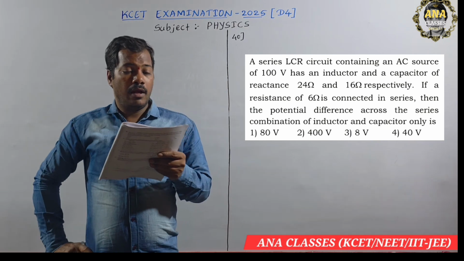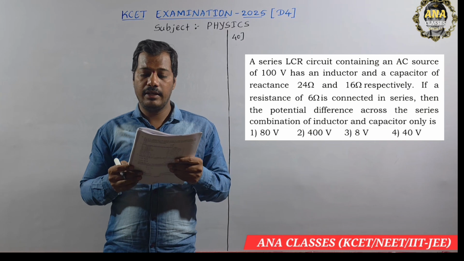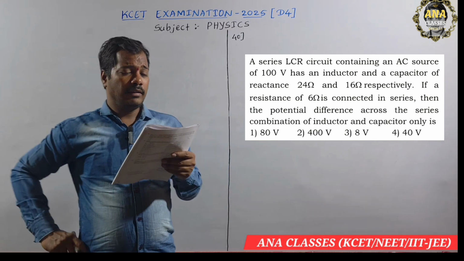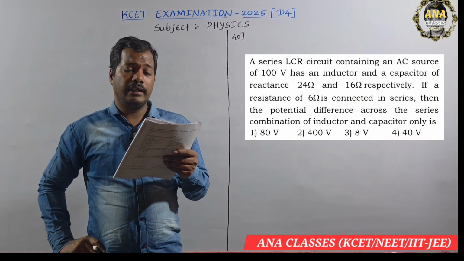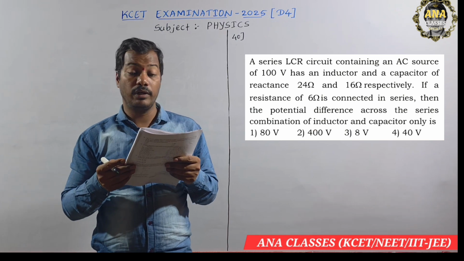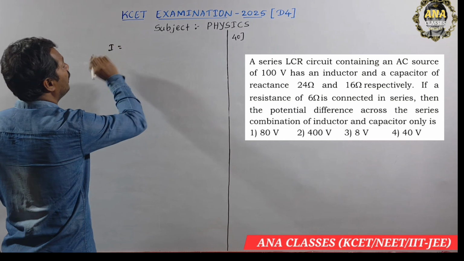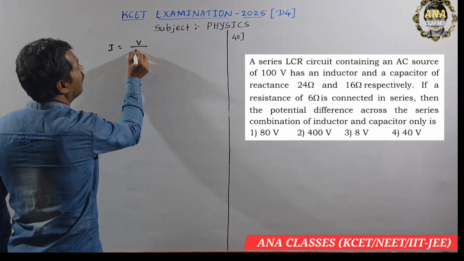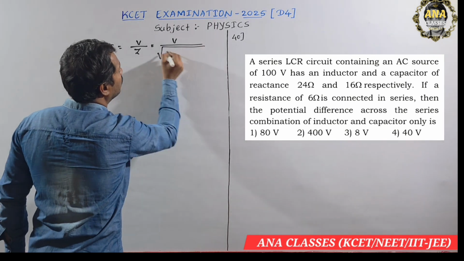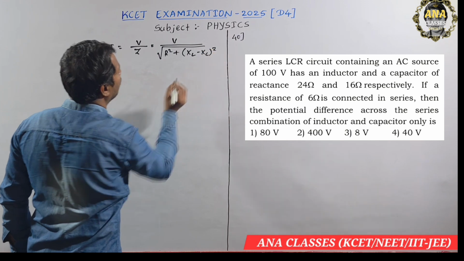Question number 40. A series LCR circuit containing AC source 100 volt has inductor and capacitor reactances 24 and 16 respectively. The resistance of 6 ohm is connected in series. Then they ask for the potential difference across the series combination of inductor and capacitor only. So we have to calculate the potential difference as VL minus VC. Current is equal to, what formula do we take now? V divided by impedance. So our formula is V divided by root of what? R square plus of XL minus of XC whole square is our formula.